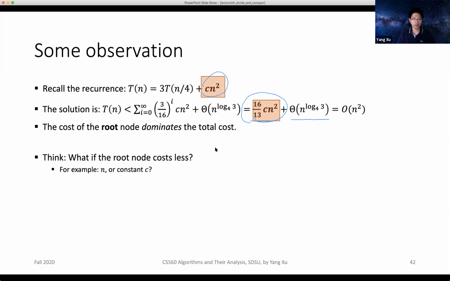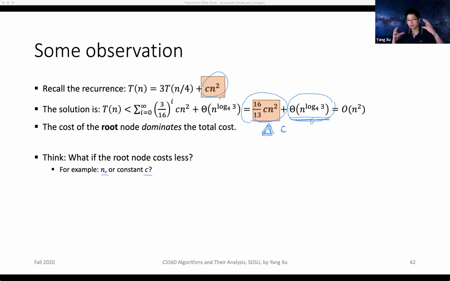So what if the root node costs less? What if the root node is a linear function or even constant? Then this part in the solution should also change, right? And if this is a constant, then compared to a constant, this one becomes a higher order term, right? And if that is the case, then the upper bound should be determined by the big theta of n to the power of something, right?